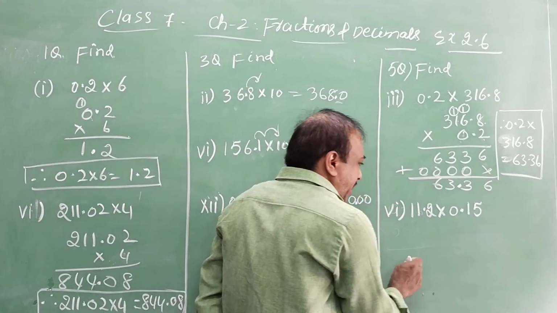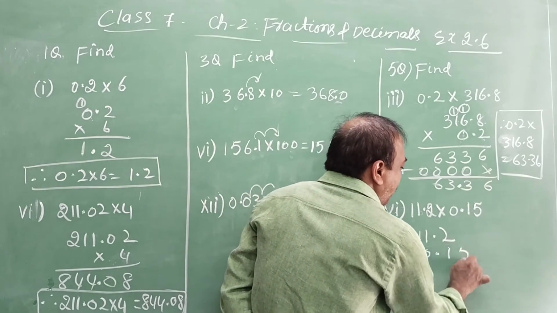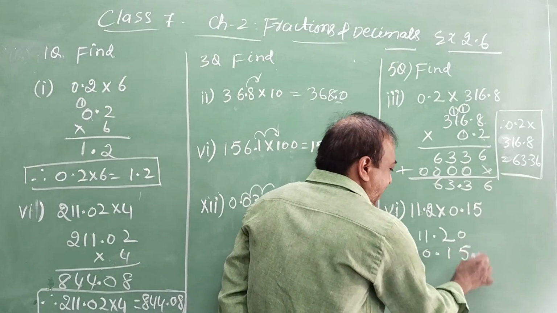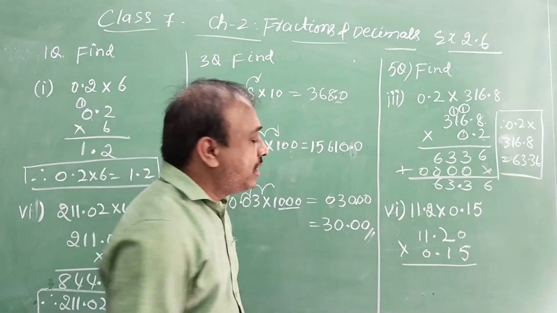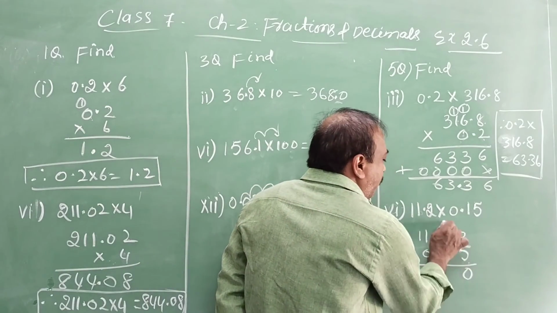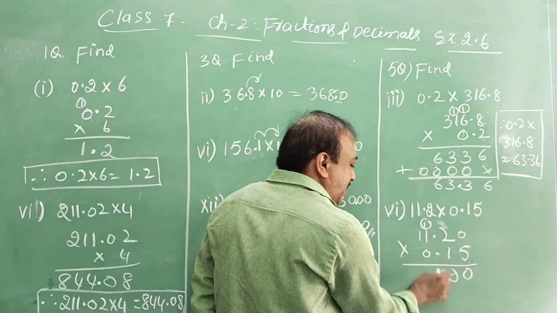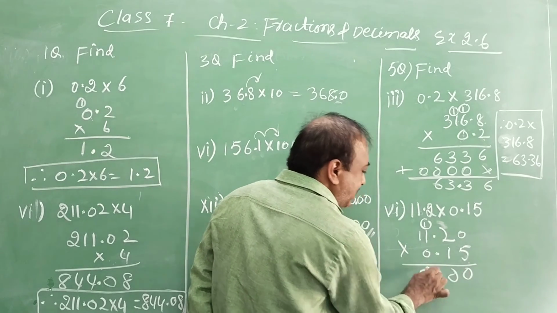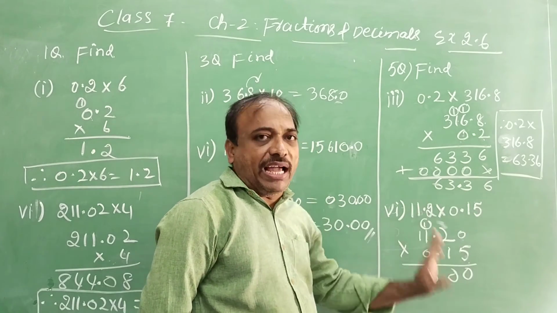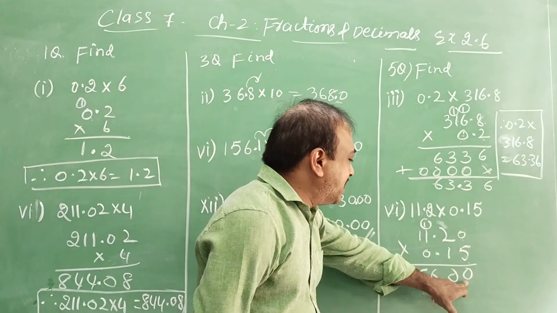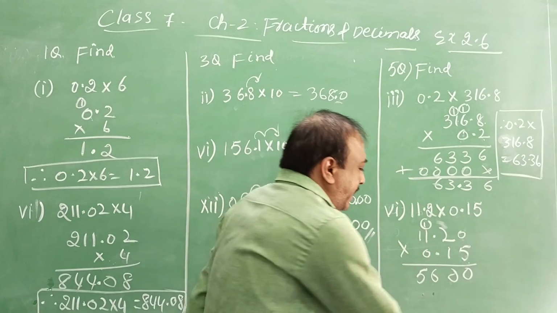11.2 into 0.15. If you multiply, you can write 0 as if it is required. Convert it into like decimals. So 5 zeros are 0, 5 twos are 10, 5 ones are 5 plus 1, 6, 5 ones are 5. See here, I added one more 0 so as to convert into like decimals.